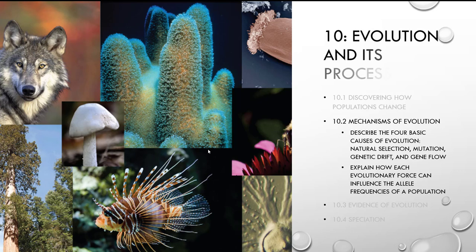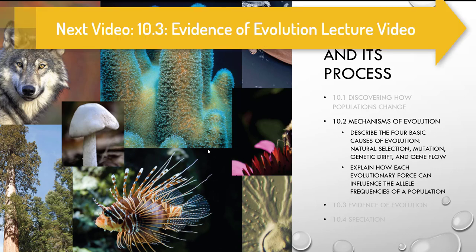All right, so we are done with 10.2, mechanisms of evolution. By now you should be able to describe the four basic causes of evolution: natural selection, mutation, genetic drift, and gene flow. You should also be able to explain how each evolutionary force can influence the allele frequencies of a population. Okay, in our next video we're going to take a look at the evidence of evolution in 10.3.